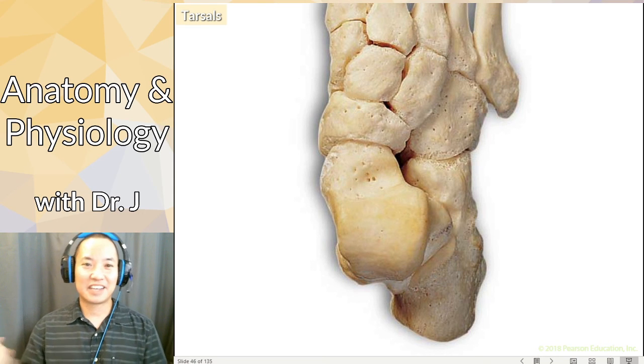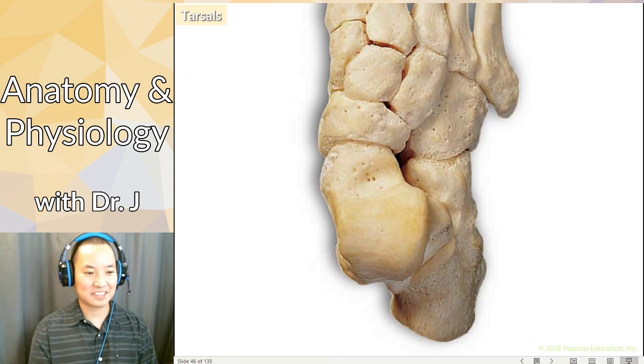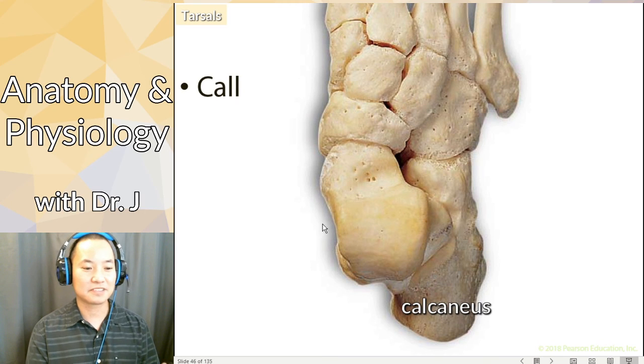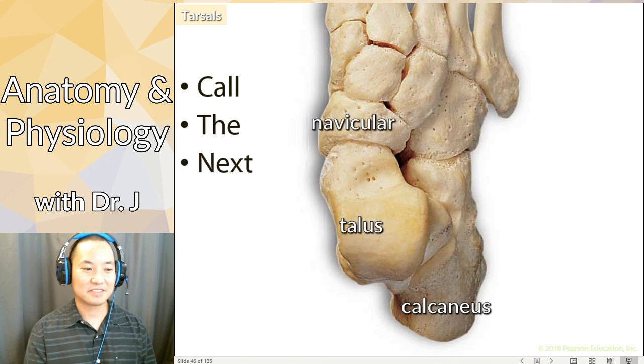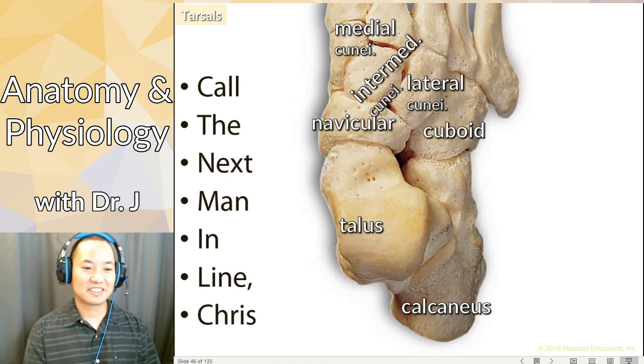So when I have something frustrating like that, I just go with mnemonics. And this is my favorite mnemonic. It tells you the first letter. So you have the calcaneus, the talus, the navicular, then the medial, and this is why I go with intermediate, because otherwise this mnemonic doesn't work. Intermediate, lateral, and then the cuboid.